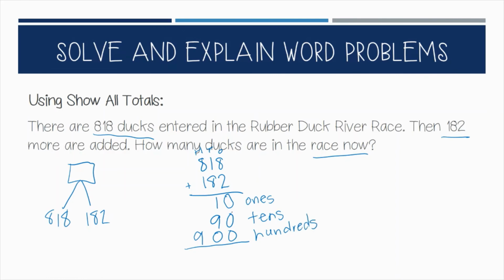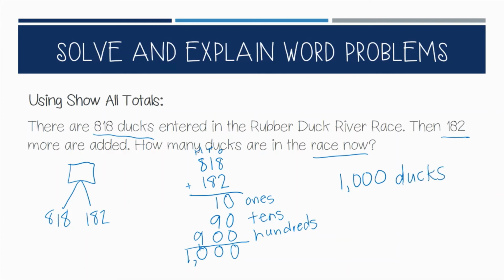Now when I add these up, my ones are equal to 0. I have 1 ten and 9 tens, so that's 10 tens. So I'm going to put the 0 here and add my 100 to my hundreds. So I have 9 plus 1, which is 10, so I have 10 hundreds or 1,000. So I put my 0 in the hundreds and put the 1 in the thousands position. So my answer is 1,000 ducks.